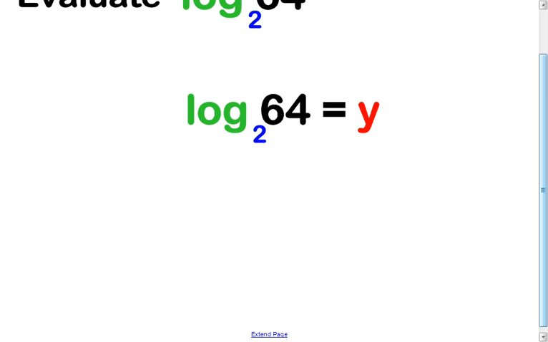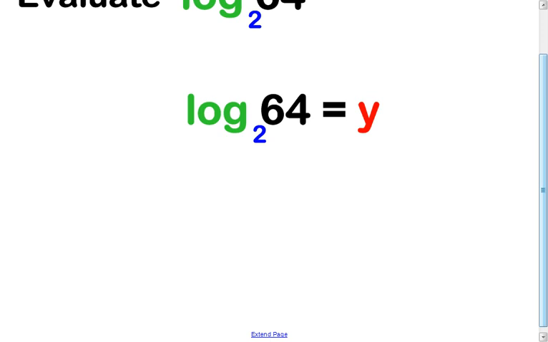I do have a log button on my calculator, but you will learn later on that it is only logs in base 10 that you can use your calculator for. So when I have logs in base 2, my calculator is not going to be helpful until we remember some other tricks. For right now, just know that logs in base 10 are the only way your calculator is going to be helpful for you.